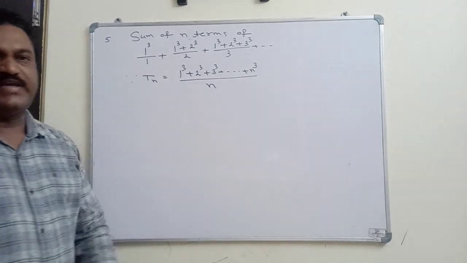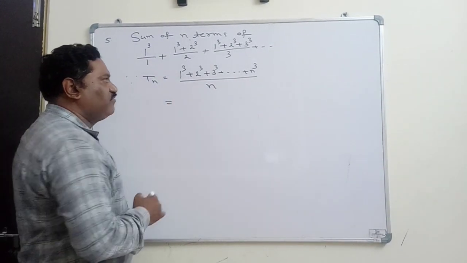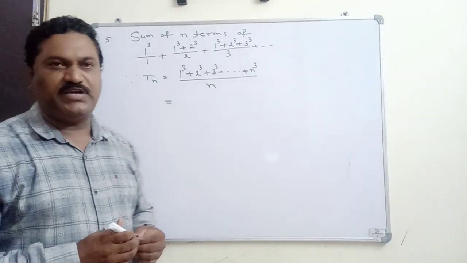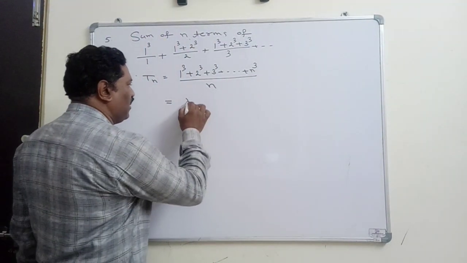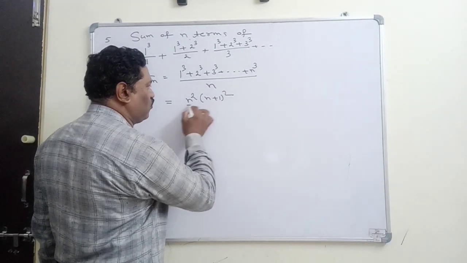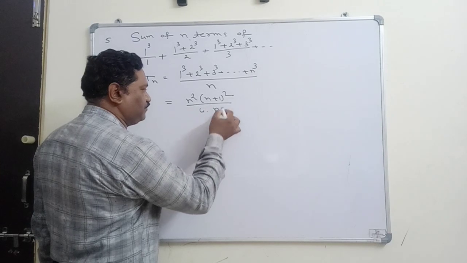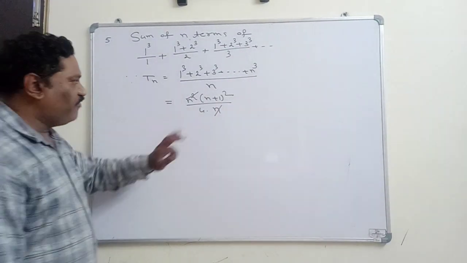Okay, so that is the nth term of the given sequence. Now we have to simplify this nth term. For simplifying that, this is going to represent the sum of the first n cube natural numbers, whose formula is n square into (n plus 1) whole square by 4, upon n, where that n and n get cancelled. Then we have to simplify the remaining.